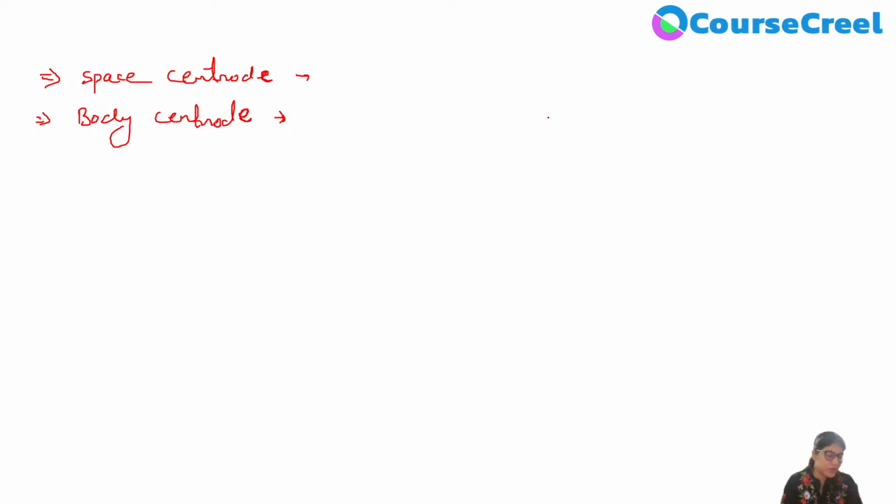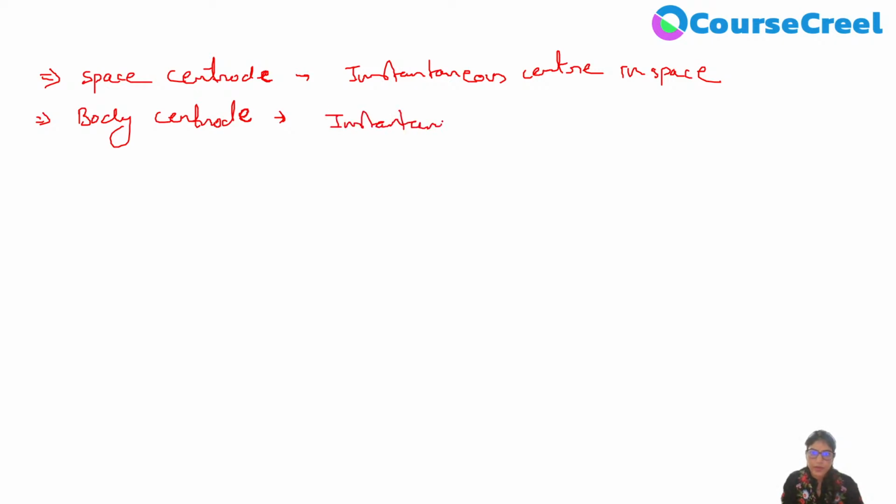तो space centroid and body centroid क्या होता है? The space, the instantaneous center in the space. Instantaneous center in space, और इंस्टेंटेनियस, ये जो है बॉडी है, इंस्टेंटेनियस सेंटर रिलेटिव टू बॉडी. ओके, तो इसको कैसे डिफाइन करेंगे?